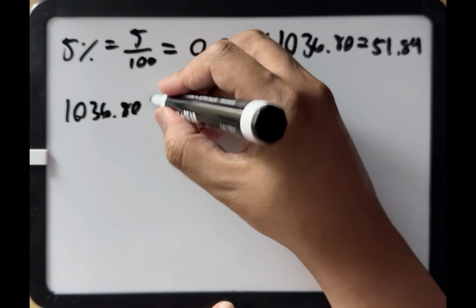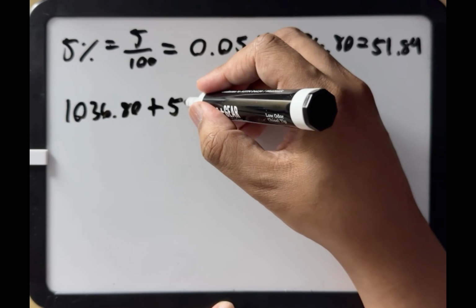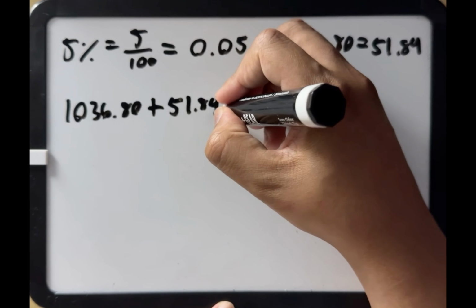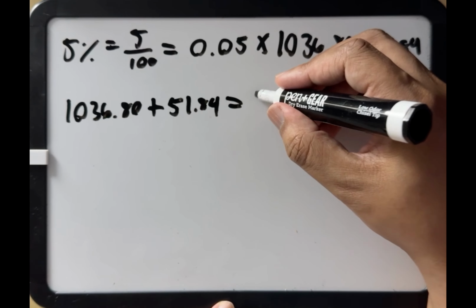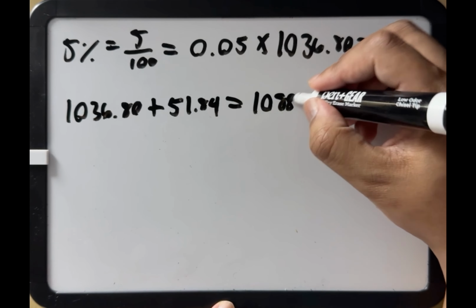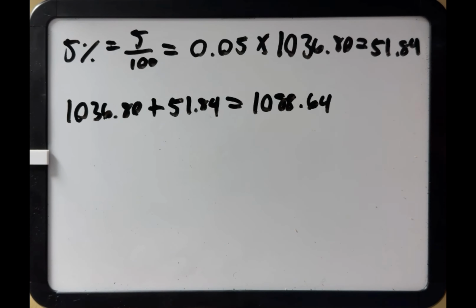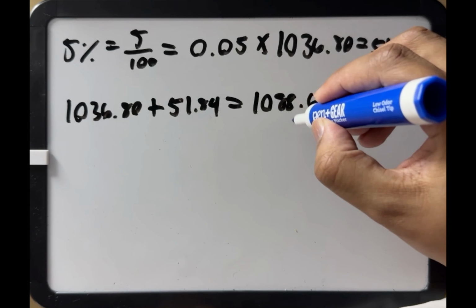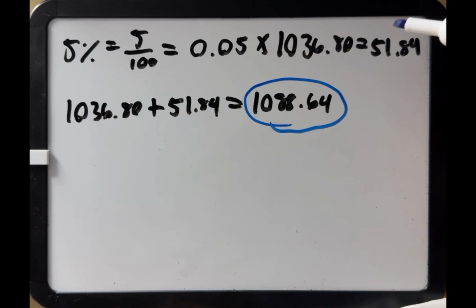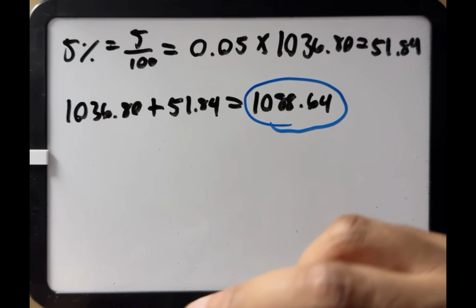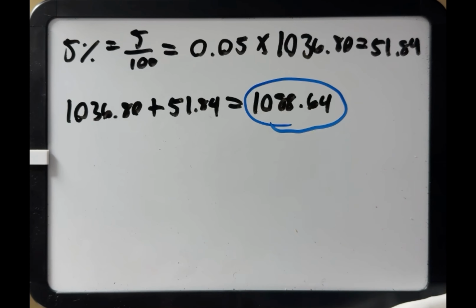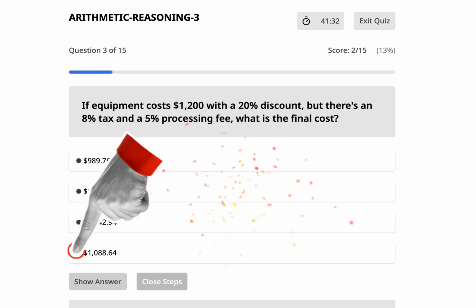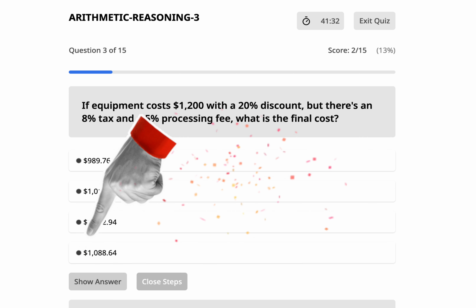1,036.80 plus our 51.84 equals $1,088.64. So the final cost after all the adjustments is $1,088.64. So the answer is D, $1,088.64.